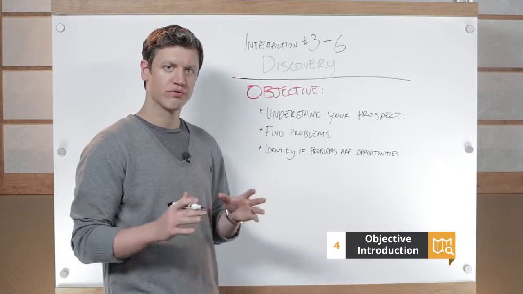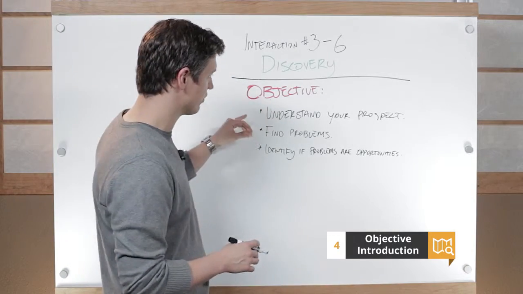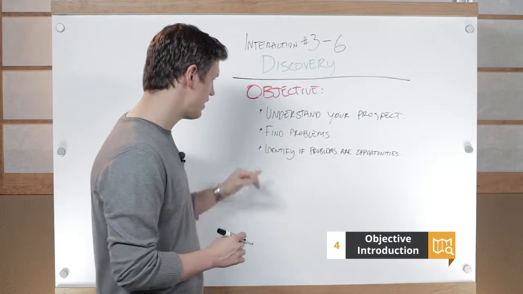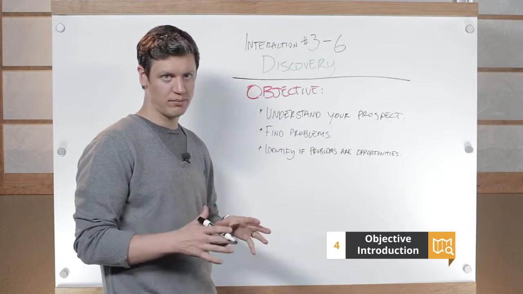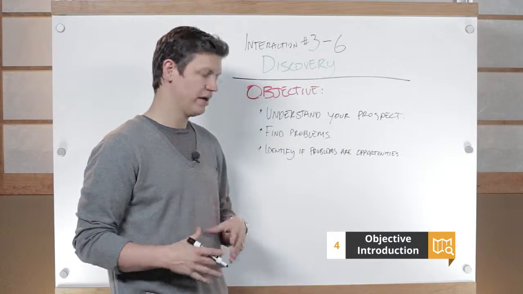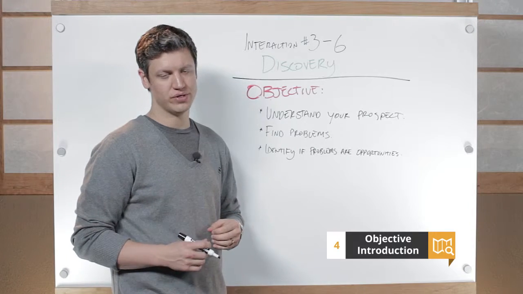So to review real quick of our three objectives here, we're going to first understand our prospect. That's a primary objective with doing discovery. Then we're going to be trying to find problems in that business or that organization. And then we're going to identify if problems are potential opportunities for our business.